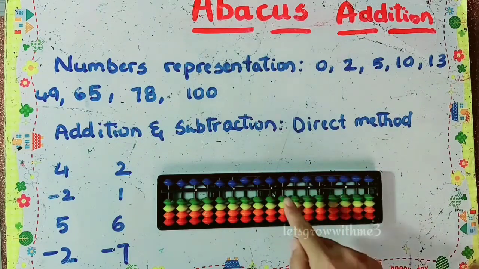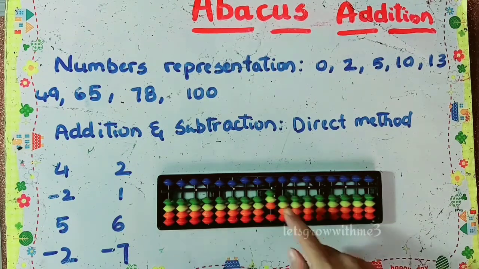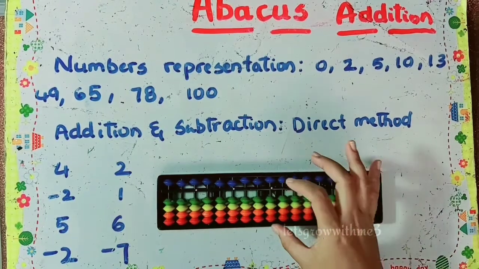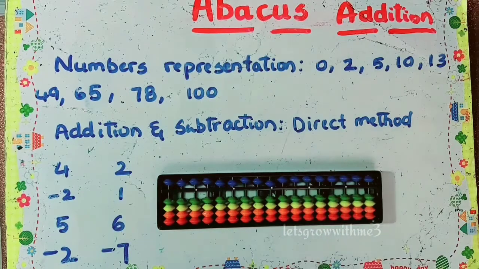4. We need to use our thumb because 4 we can represent using our lower beads. 4 minus 2. Minus 2 means you need to subtract 2. Then plus 5 direct, then minus 2 direct. So the answer is 5.